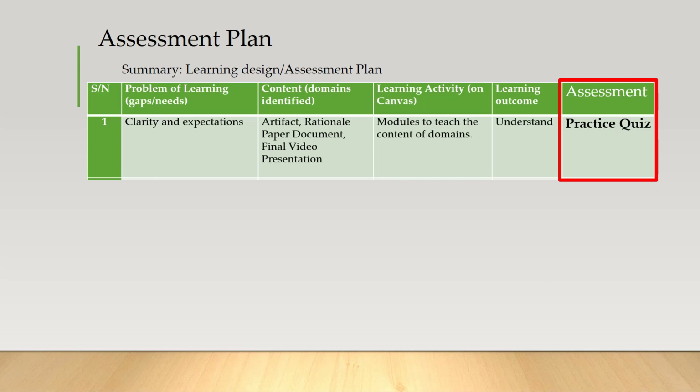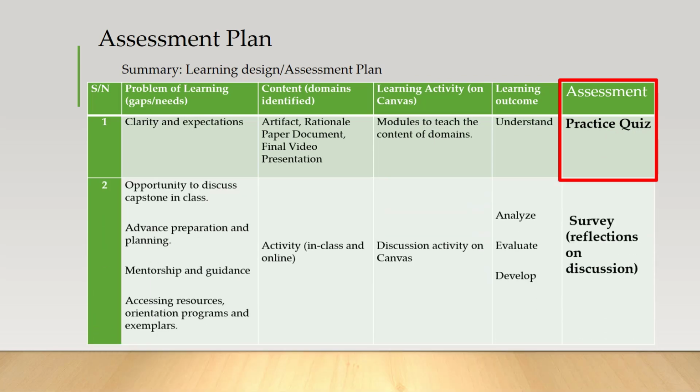Secondly, in addressing the second categorization of the problem of learning, which includes opportunity to discuss Capstone, advanced preparation and planning, mentorship and guidance, and finally, assessing resources, orientation programs, and examples, I designed a discussion activity with the objective of learners being able to analyze, evaluate, and develop the various components of Capstone.